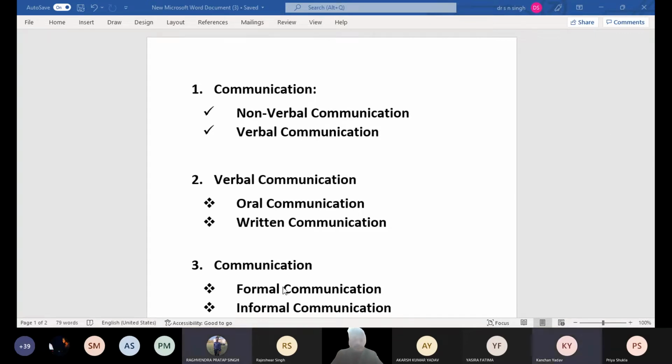Sir, upward communication and downward communication go under vertical communication. Yes, yes. Sir, then what is the pattern of communication? Pattern of communication is also the same, like what pattern communication is flowing. Okay, sir. Anything else? Any query related to that?